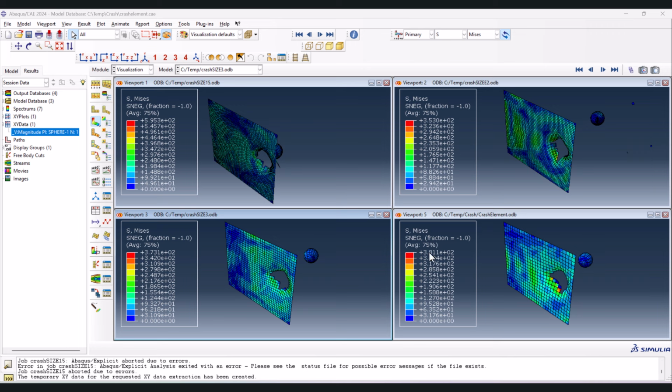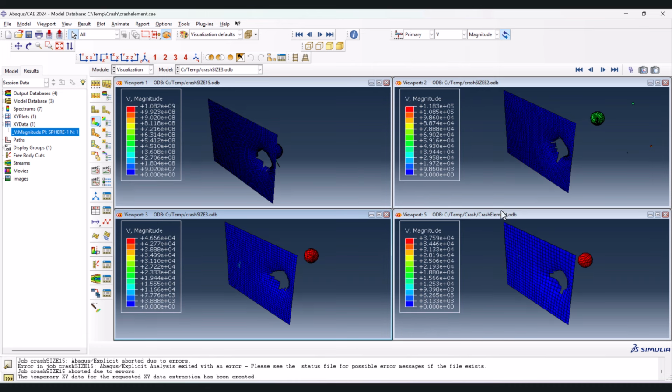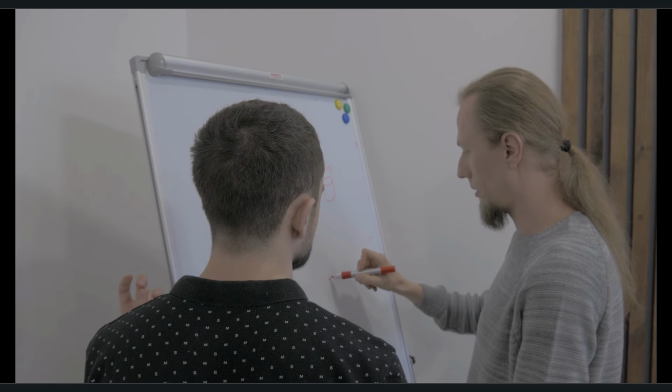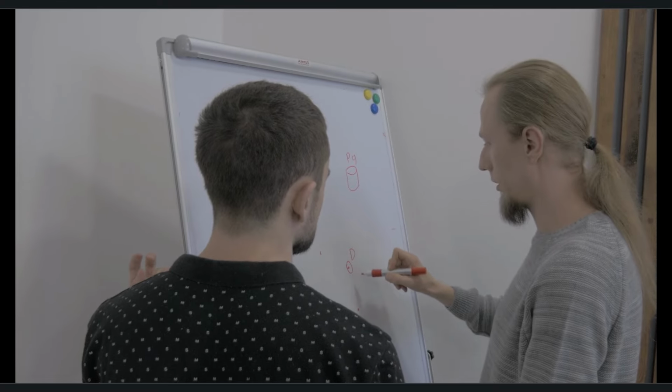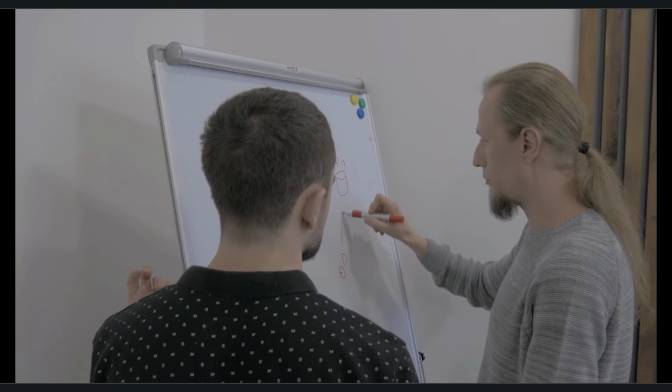In this video, we're running a mesh size accuracy test in Abaqus to answer a simple but important question. Does mesh size really matter? A lot of people assume that making the mesh finer will automatically improve simulation accuracy. But is that always true?